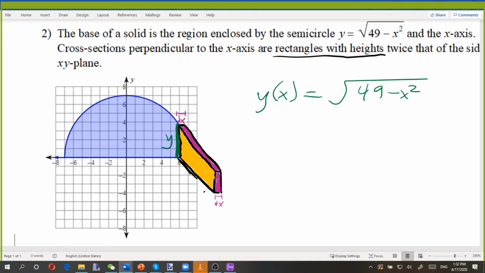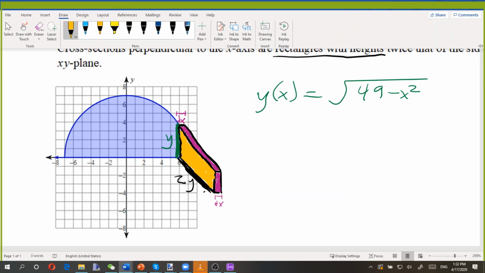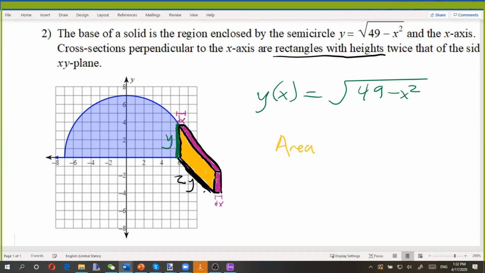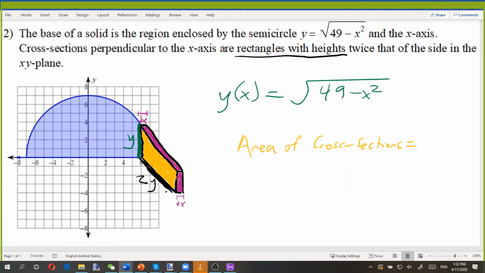Then what does this length have to be in black? 2y, perfect. So what's the area of the rectangle in yellow? 2y squared. 2y squared, perfect. So the area of the cross sections is 2y squared.